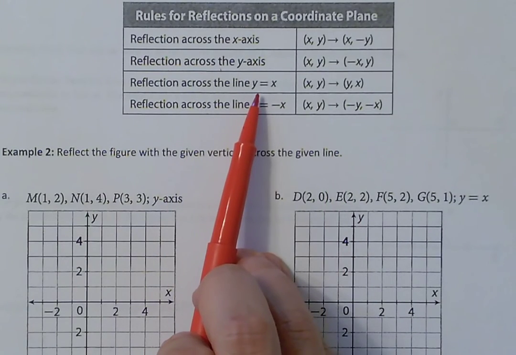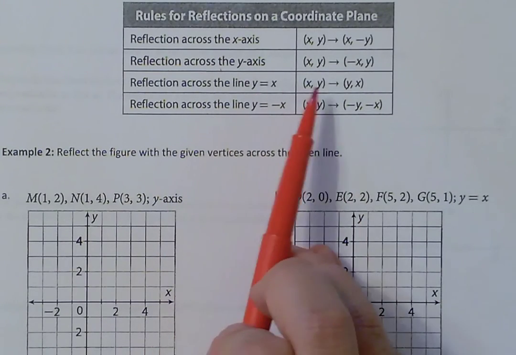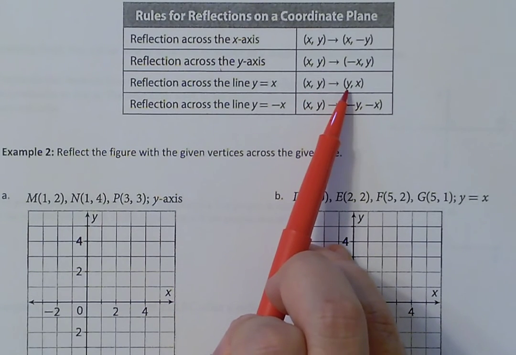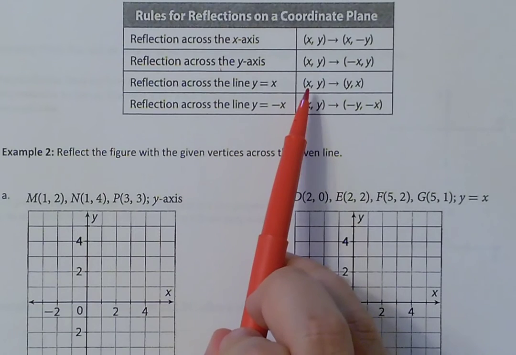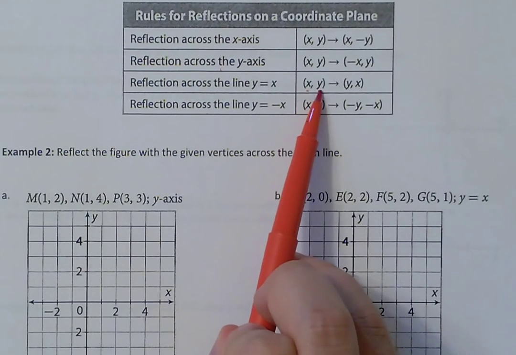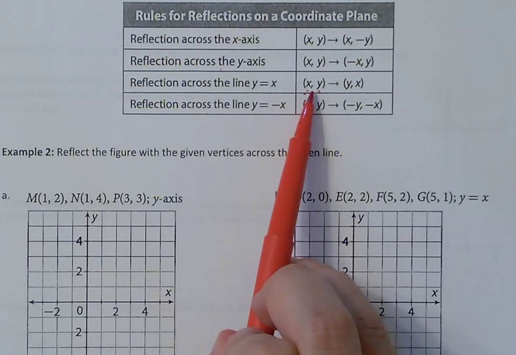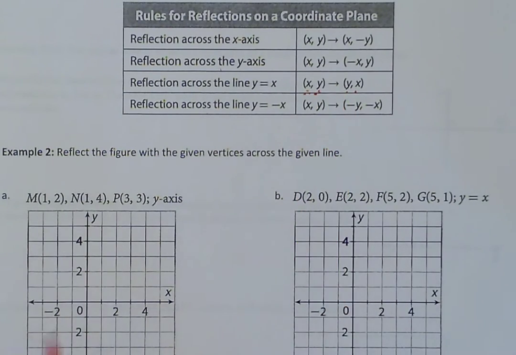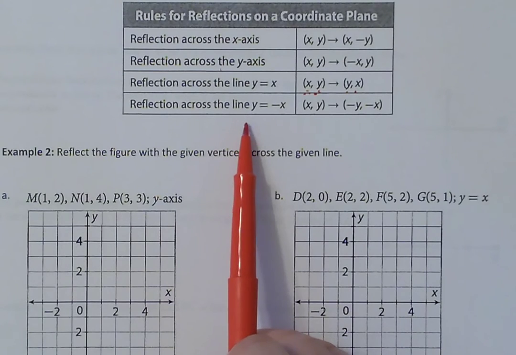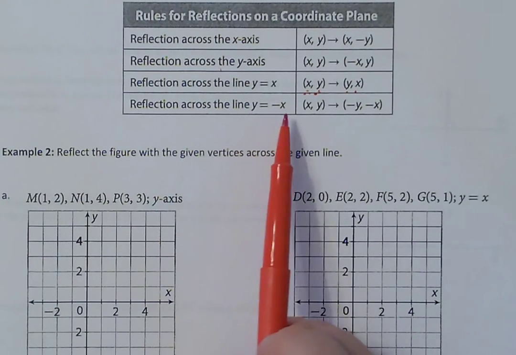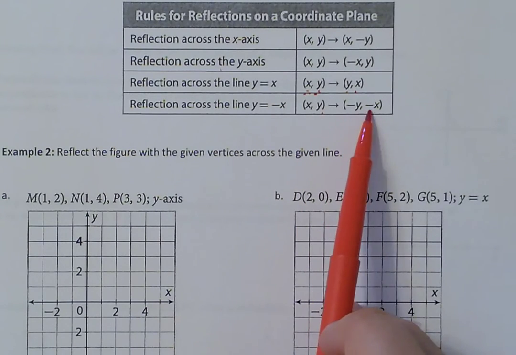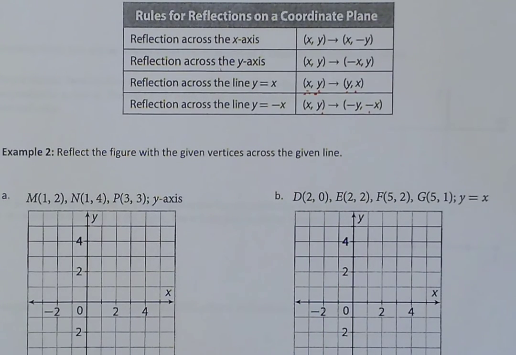Reflection across the line y equals x. All you're going to do is take x comma y, and you're going to change it to y comma x. That means you take these points and you just flip them. So if it's 1 comma 2, it becomes 2 comma 1. And then a reflection across the line y equals negative x. You're going to flip x and y, and then you're going to attach negative signs to them.